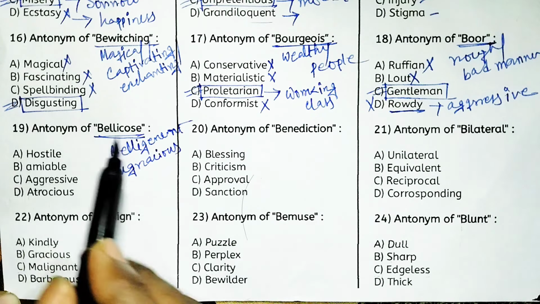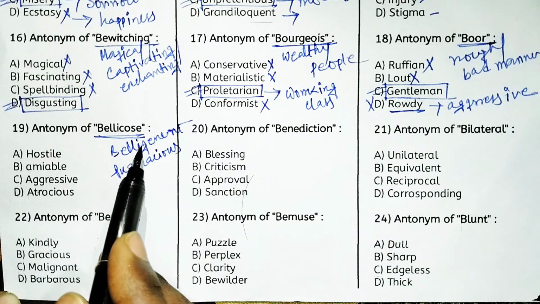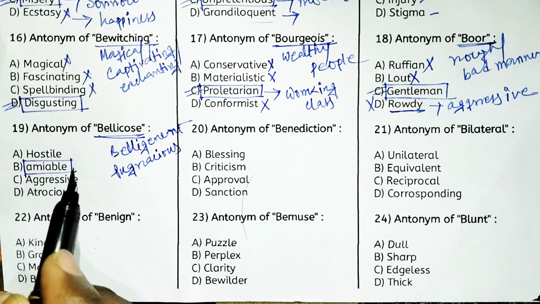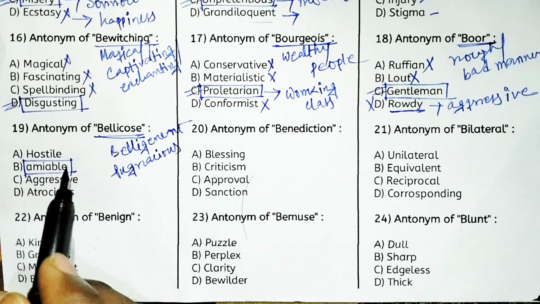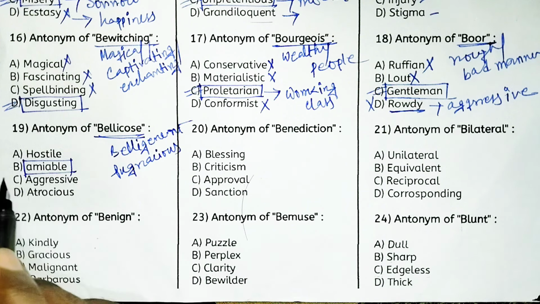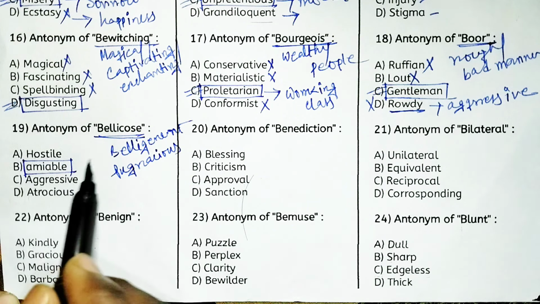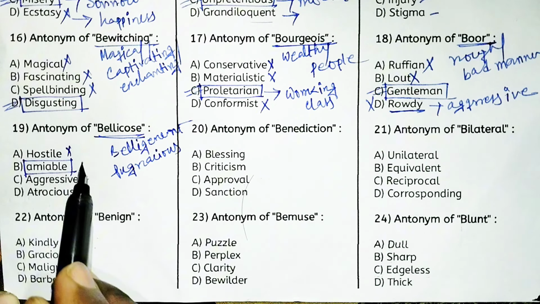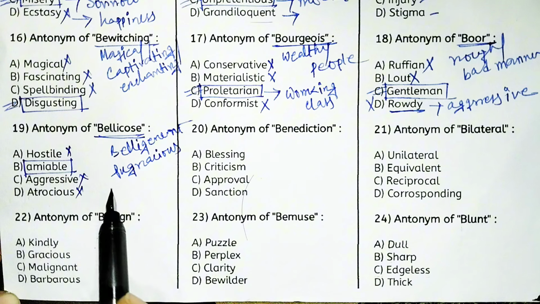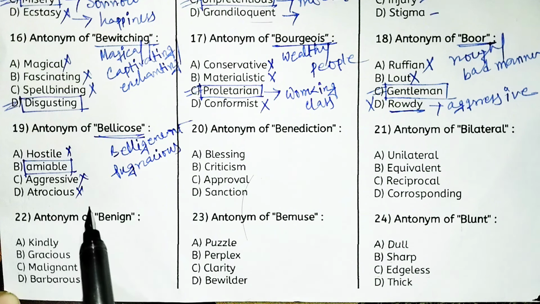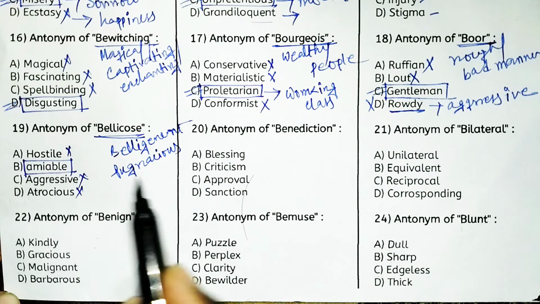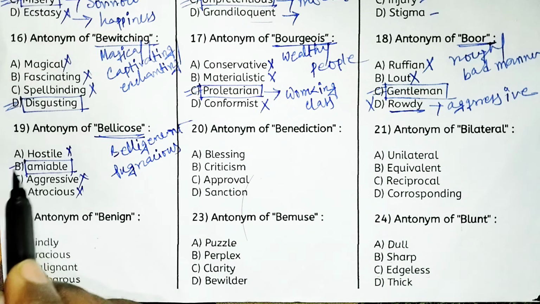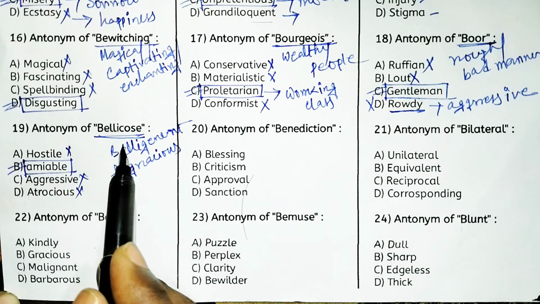Look, what is the antonym of bellicose? The antonym of bellicose is amiable. Amiable means friendly, or you can say not aggressive. Hostile, aggressive, and atrocious suggest one kind of harmfulness, one kind of aggressiveness. That's why these should be eliminated, and option B, amiable, is the right antonym of bellicose.